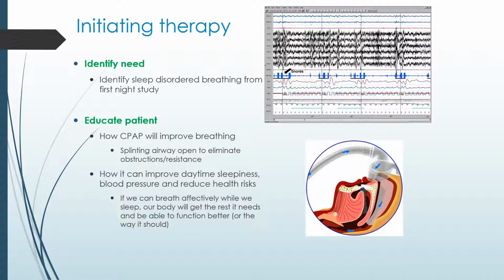One of the other things you're going to educate the patient on is how it can improve their daytime sleepiness, how it can reduce their blood pressure, and reduce other health risks. If we can breathe effectively while we sleep, our body gets the rest it needs, and we're able to better function during the day, or function as we should function during the day. Treating sleep apnea does lower blood pressure. It does reduce health risks. One thing it will not do is, if a patient has already developed diabetes, it will not cure their diabetes, but it may help them manage their diabetes more easily.